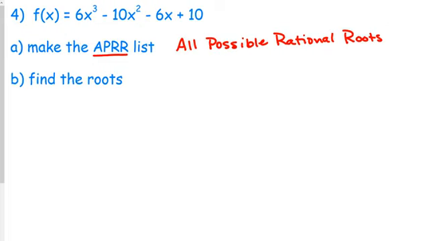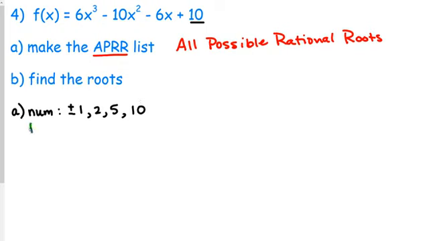So here's how we make the APRR list. Remember that the numerators have to be factors of the constant, and the constant is 10. So that would be plus or minus 1, 2, and 10. So there's 6 different numbers the numerators could be. Plus or minus 1, plus or minus 2, plus or minus 5. Oops, I missed one. 10. I said 10, I didn't say 5 a minute ago. So there's 8 different numbers the numerators could be, plus or minus 1, 2, 5, and 10. I just write the plus or minus once because it's too tedious to write it each and every time.